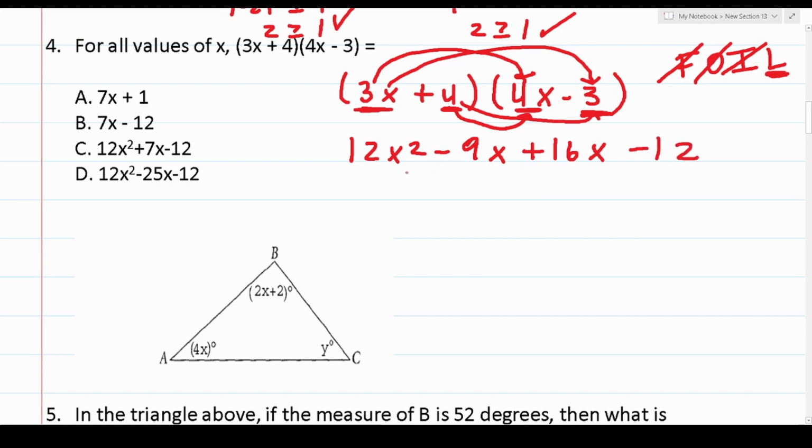Let's go ahead and simplify this. We have 12x squared. Now we have 16x and -9x. 16x minus 9x is going to be plus 7x, minus 12. So the answer to this one is 12x squared plus 7x minus 12, which we can see is C.